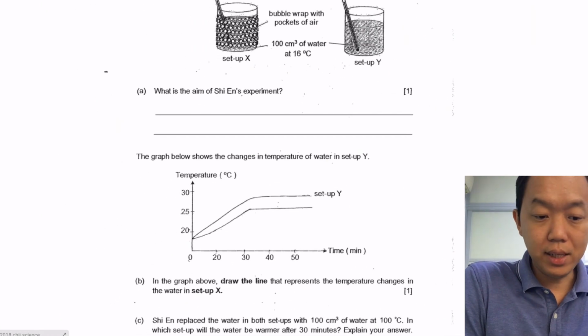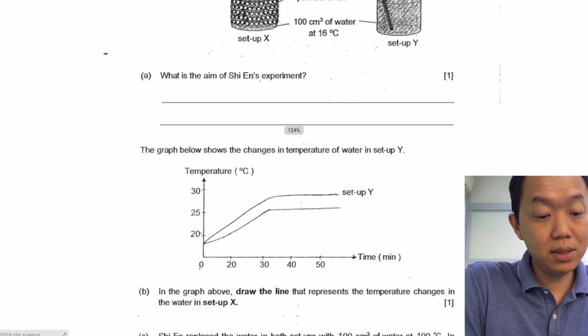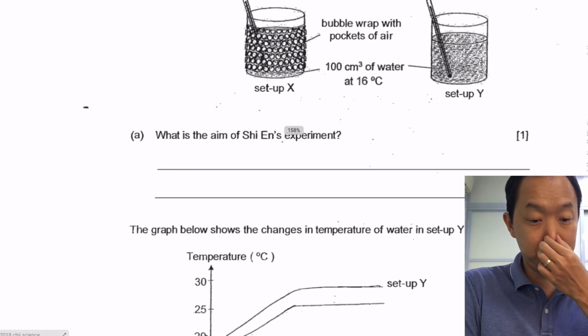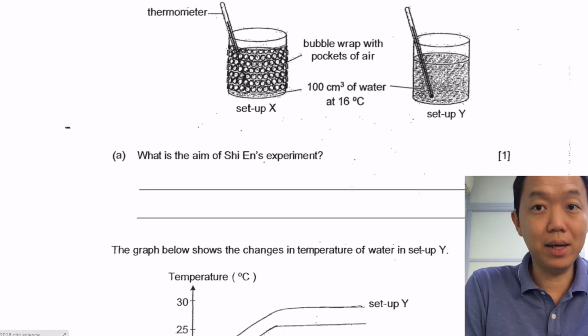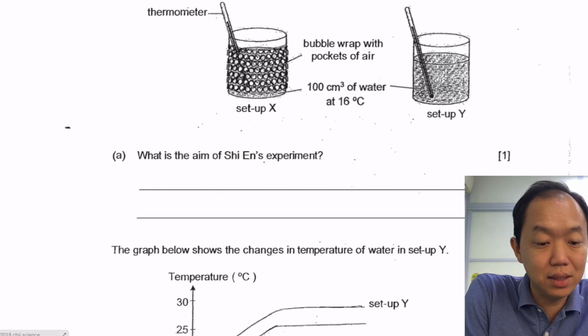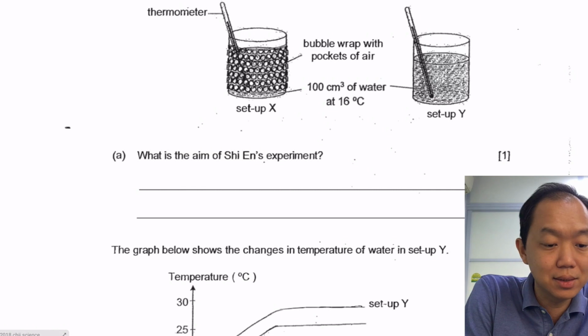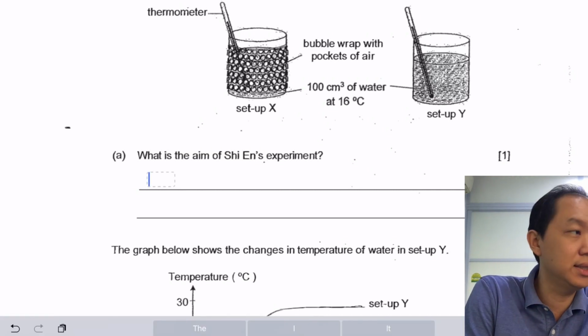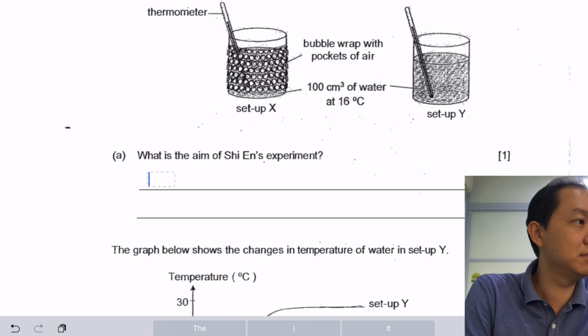Okay, next one. What's the aim of Schwann's experiment? The difference is one is bubble wrap, and the other one is just water. Is it hot or cold? Cold water, 16 degrees Celsius. What's the aim of Schwann's experiment? What do you think is the aim? To find out what?